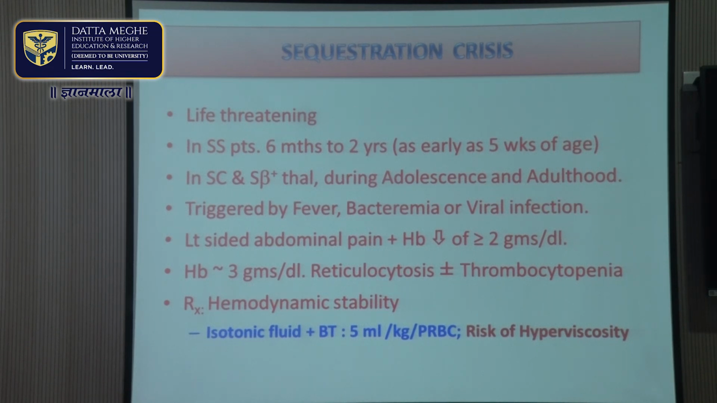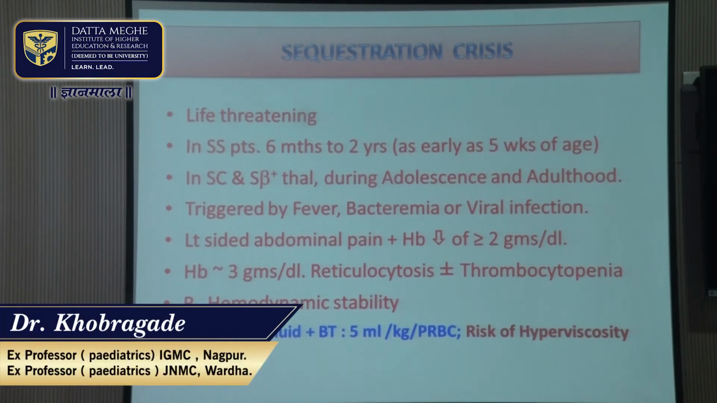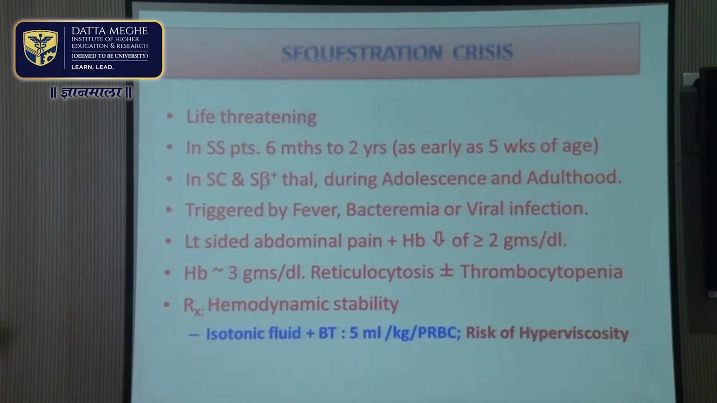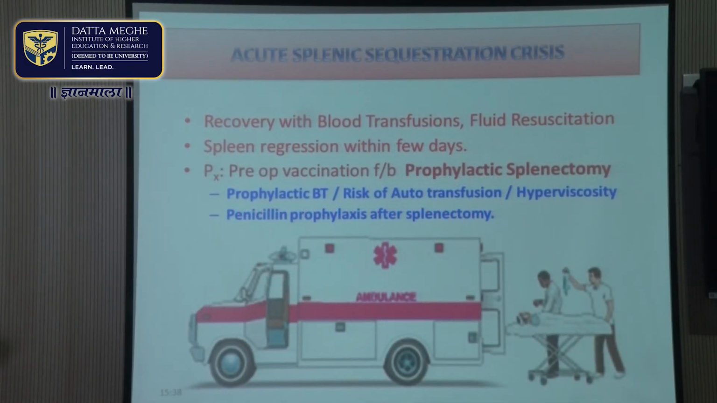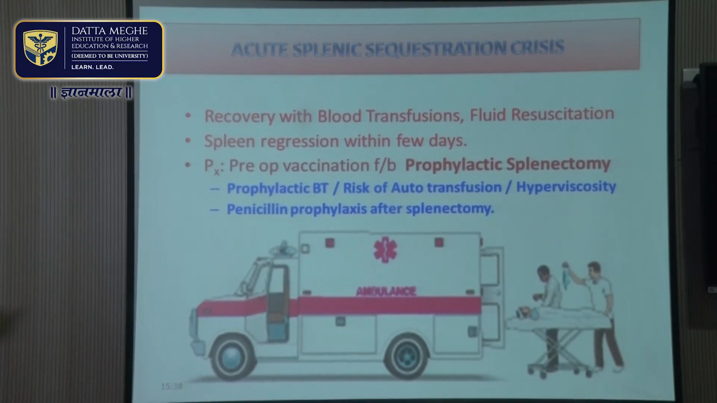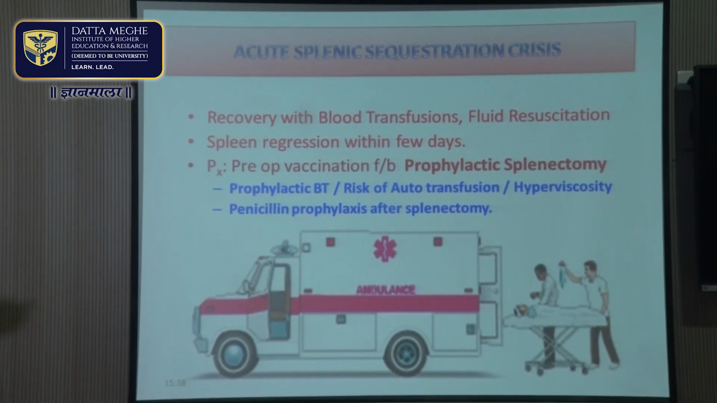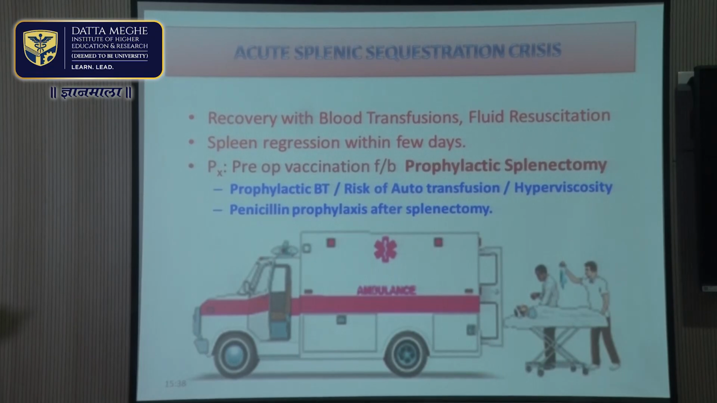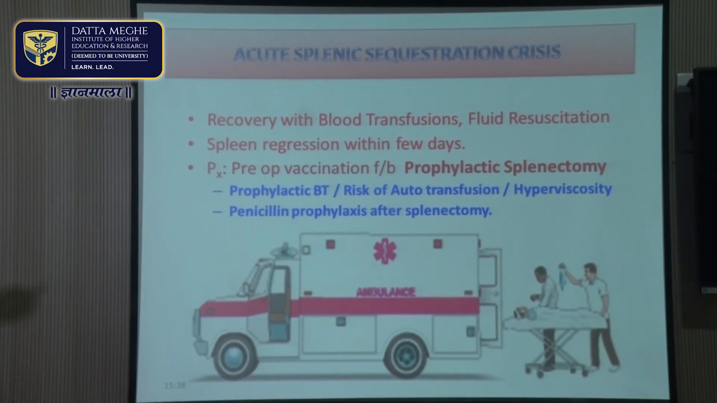The treatment is hemodynamic stability. So, isotonic fluid plus blood transfusion, 5 ml per kg packed RBCs, and the risk of hyperviscosity should always be borne in mind. Now, most of these patients die before they reach the hospital because it is a very real emergency. They go into hypovolemic shock, and they die of this shock. Almost 50% of them die before they reach the hospital. Recovery with blood transfusion and fluid resuscitation is possible.